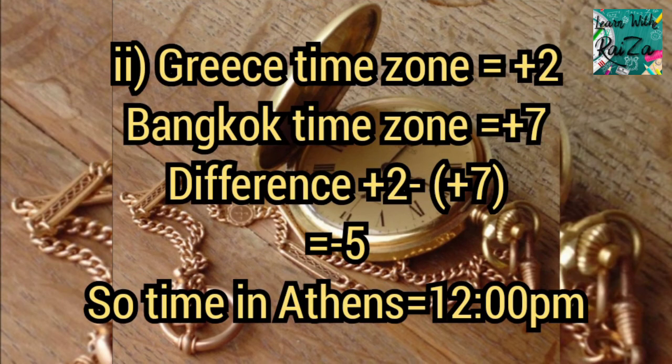Yes, the Greece time zone is +2. Bangkok time zone is +7. So the difference is +2 minus +7, which is -5 hours. So for the time in Athens you have to subtract 5 hours from 4 p.m., and then what you get is 12 p.m. So the time in Athens is 12 p.m. when the time in Bangkok is 4 p.m.